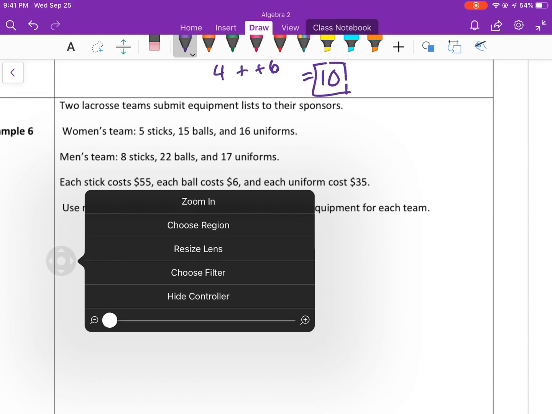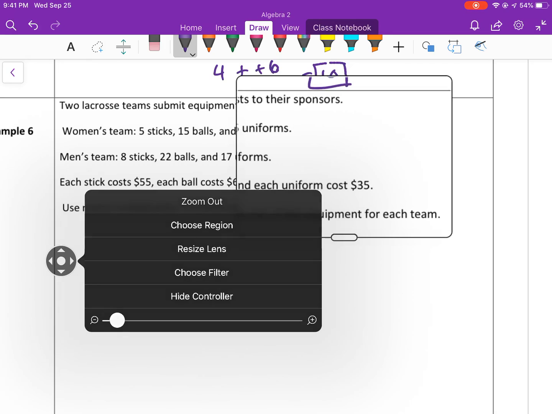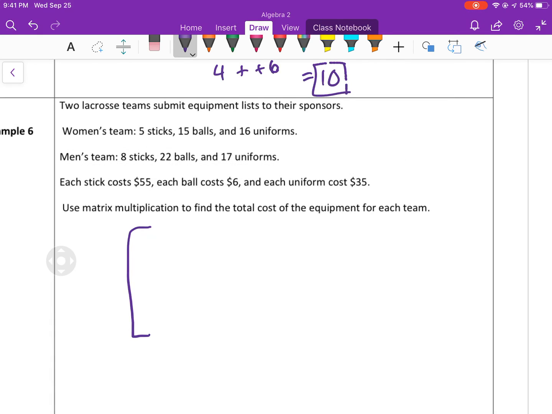So we're going to set up a matrix like this. Sorry. We are going to have women here and men's team here. And we're going to do sticks, balls, and then uniforms. So the women's goes 5, 15, and 16. And the men's goes 8, 22, and 17.